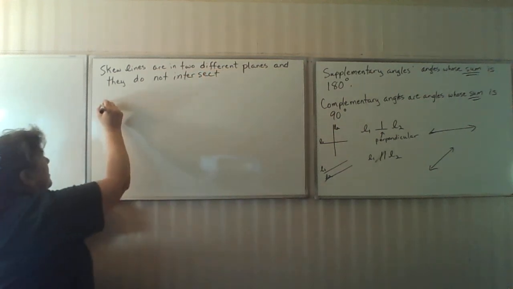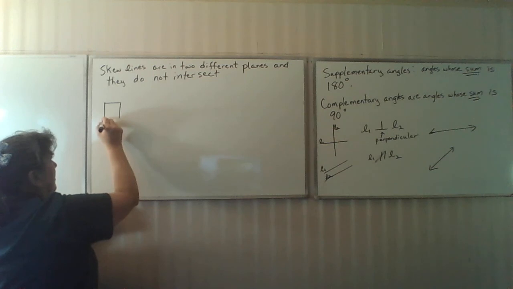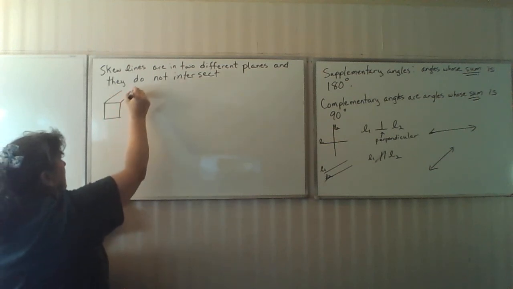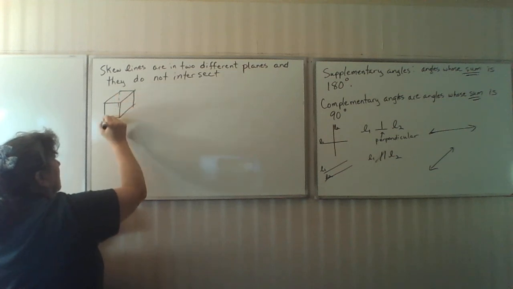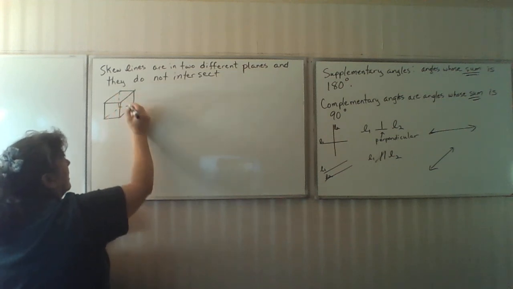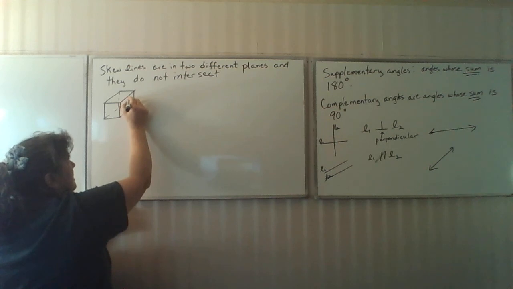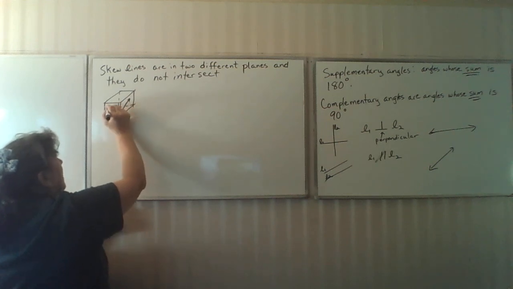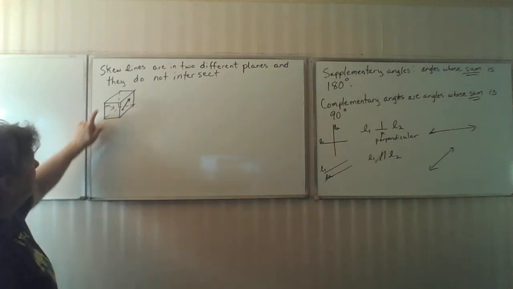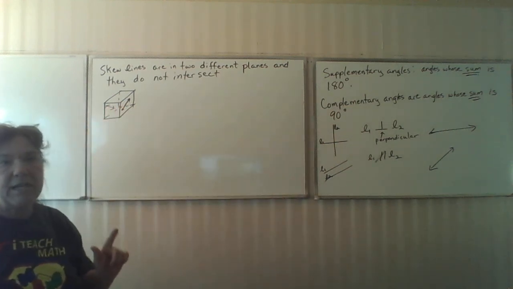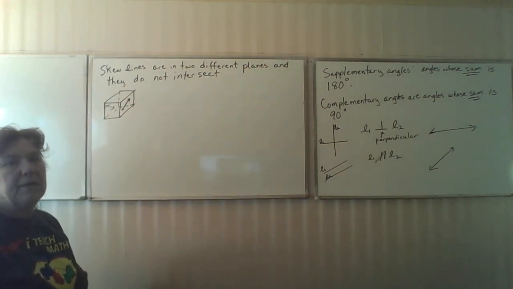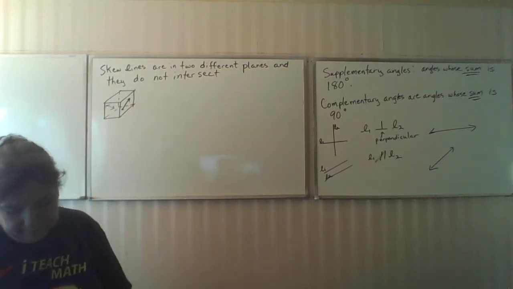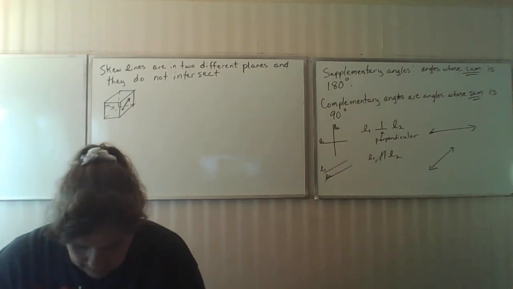Okay, I'm going to do it by drawing a cube here, or a box. Okay, here's one line on this side of the box, and I'm going to put another line on this side of the box. So the lines are on two different sides of the box, and because they're in two different planes, they cannot intersect. Okay.